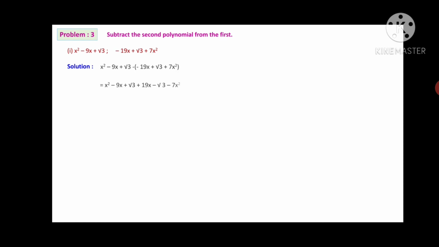Therefore it can be written as x square minus 9x plus root 3 plus 19x minus root 3 minus 7x square. We'll bring the similar terms together. So it is x square minus 7x square minus 9x plus 19x plus root 3 minus root 3. So friends, x square minus 7x square gives you minus 6x square, minus 9x plus 19x gives you plus 10x, plus root 3 minus root 3 get cancelled.